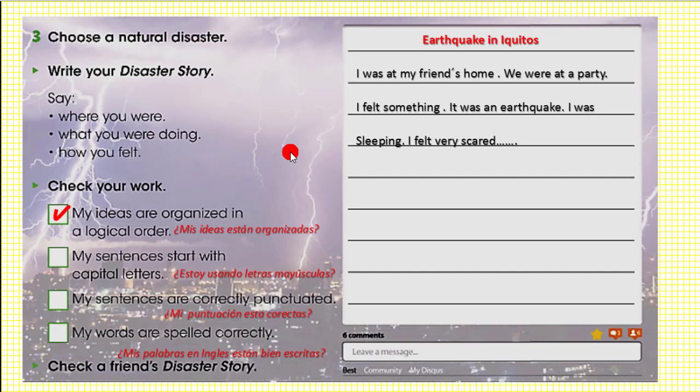Now, pay attention, for example, in this part. Look at. I'm going to show you a video. Te voy a mostrar un video. Pay attention, please, here.